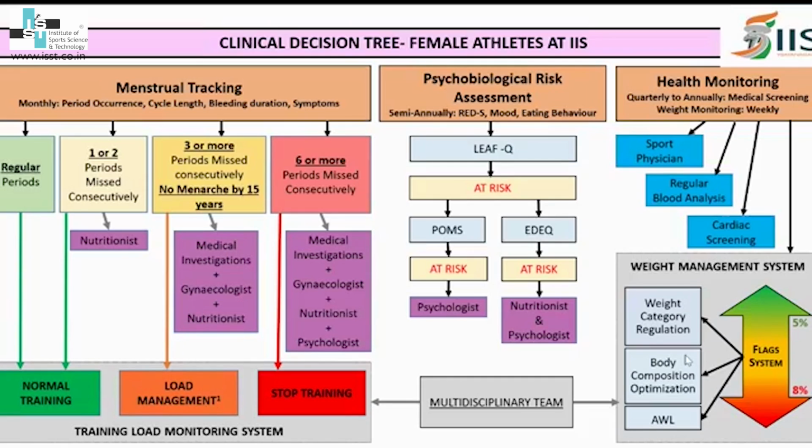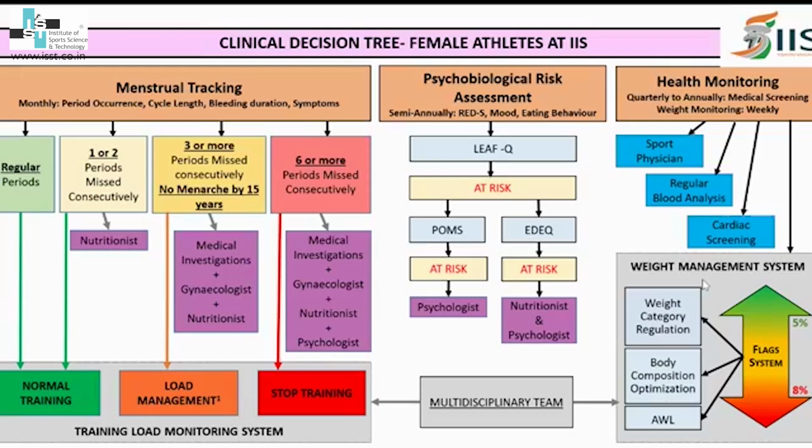And lastly, I would just want to discuss our weight management system, because we're working with combat sport athletes here, so of course each of those athletes has a weight category to maintain, especially the older ones, if not the younger ones. More relevant for the elite level or the national level athletes that need to be maintained at a certain weight category.